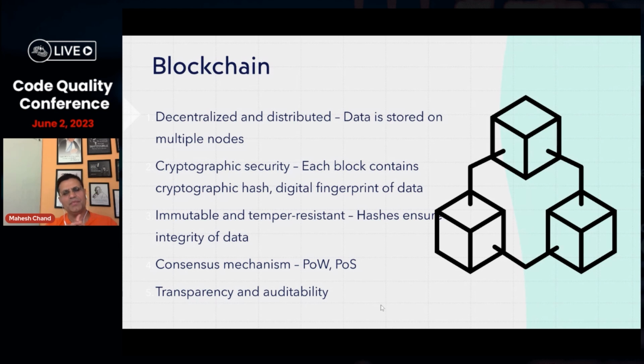What does that mean? That means you can't just go and edit any record there. You cannot delete data there. You can only add to it, and it uses a consensus mechanism. So even before data can be updated or added to the blockchain, multiple nodes running the blockchain have to agree and approve before the data can be written on the blockchain. It increases transparency and auditability.